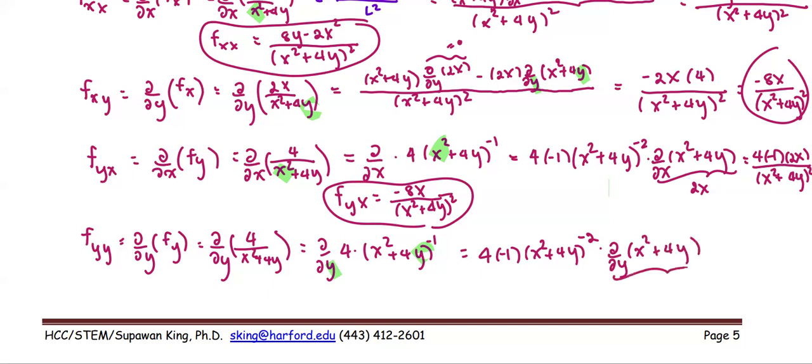And this piece is going to give us 4 because we treat x as a constant term. Then we have 4 times negative 1 times 4, and the power negative 2 goes down to the bottom, becoming the power positive 2. We write it to be f_yy equals negative 16 divided by the quantity x squared plus 4 times y, to the power 2.